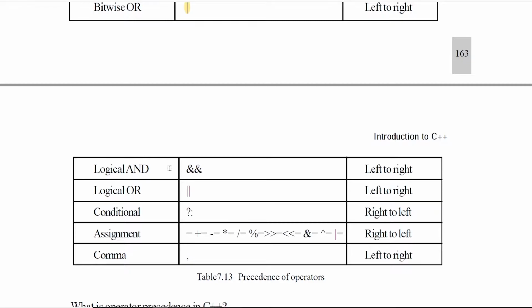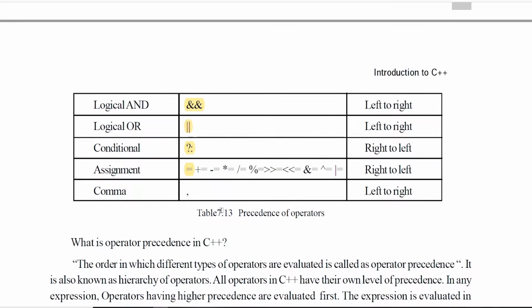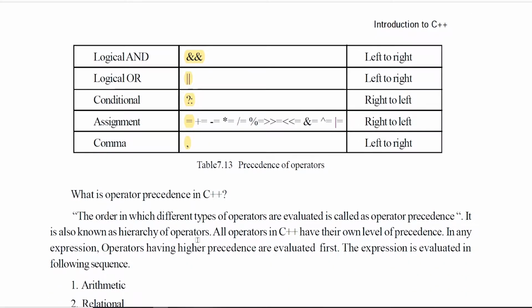And for logical operators, first we do the AND operation, then the OR operation, then we have the ternary operator, which is the conditional operator. Then we have the assignment operators, like plus equal and star equal, which have the same precedence. Then we have the comma operator.